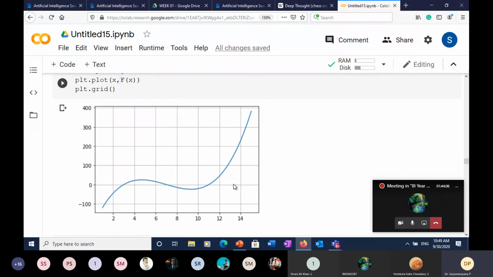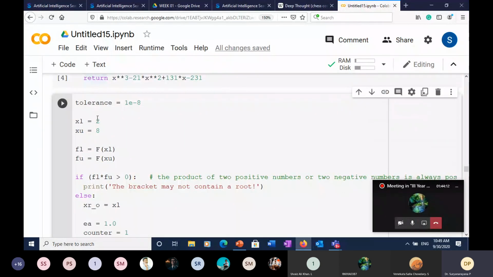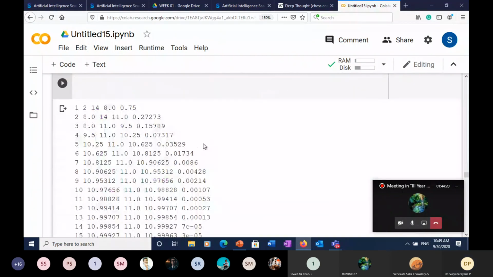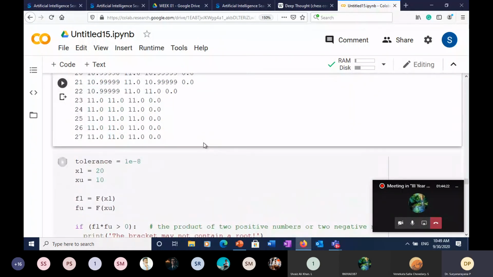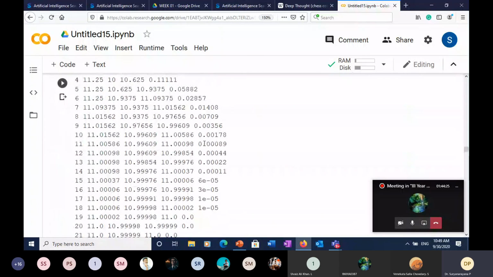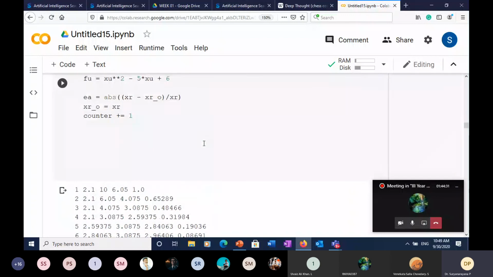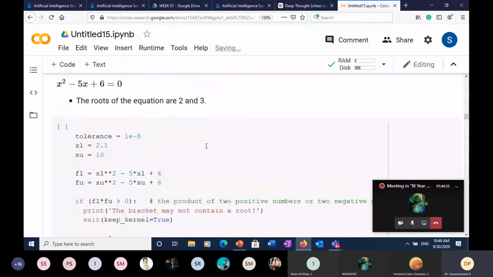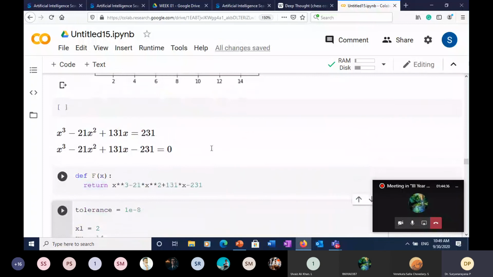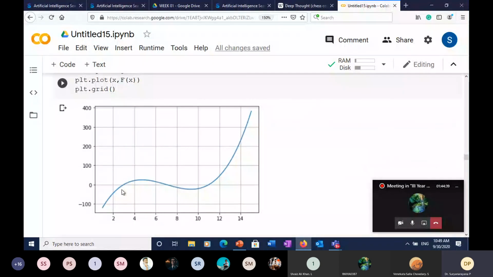Three roots, again, for example, the bracket 2 to 14 has three roots. In that case, the method will work, but we cannot predict which root it will get. In this case, it got 11, but if you keep trying, it may get different roots. So the point I am trying to make is we have to be a little careful when we are doing the bracketing methods, because sometimes if there are an even number of roots, then we cannot use that bracket.